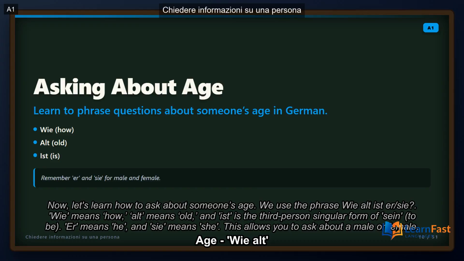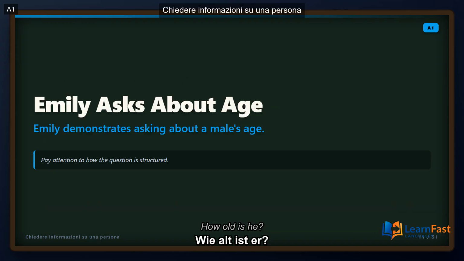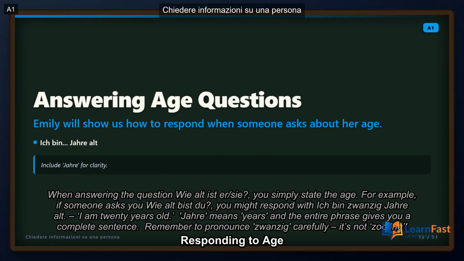We use the phrase Wie alt ist sie? Wie means how, alt means old, and ist is the third person singular form of sein, to be. Er means he, and sie means she. This allows you to ask about a male or female. Wie alt ist er?